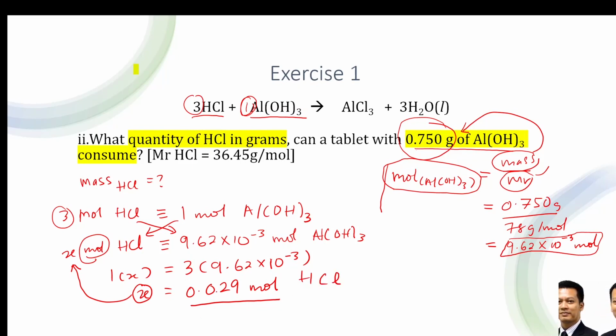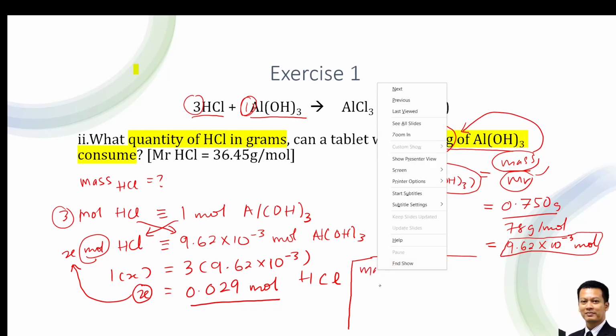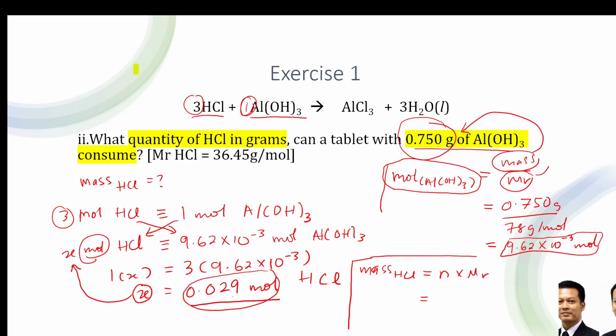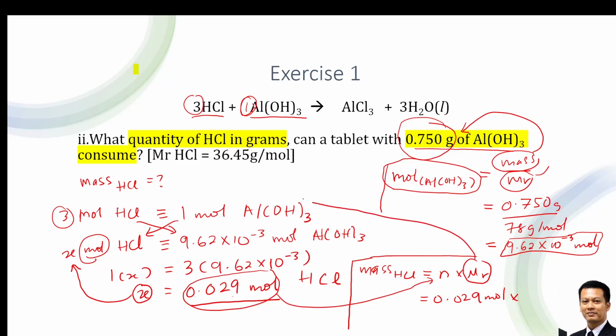After you already get the mole of HCl, you can now calculate the mass of HCl, right? What is the mass of HCl? Mole times Mr, right? So the mole is 0.029, times Mr. Mr is given for you, HCl, 36.45 gram per mole. You should calculate this one using a calculator.